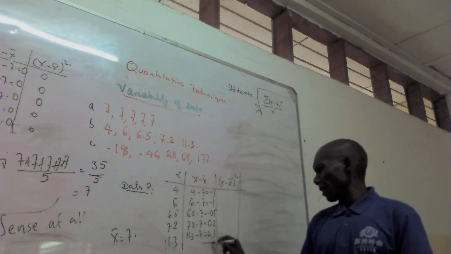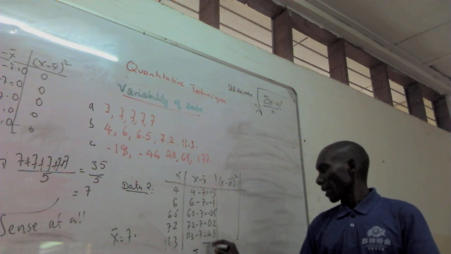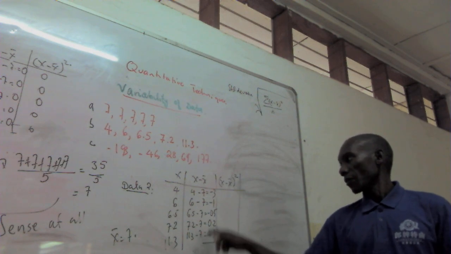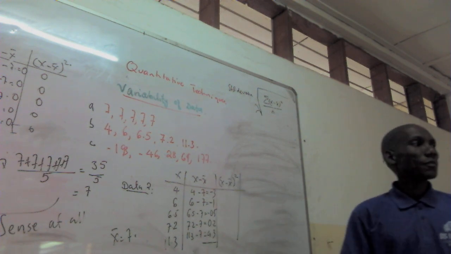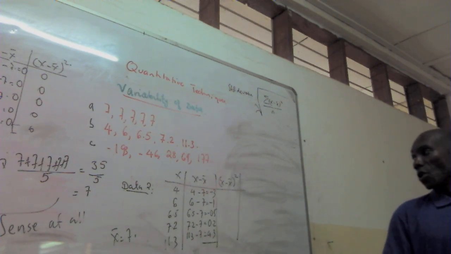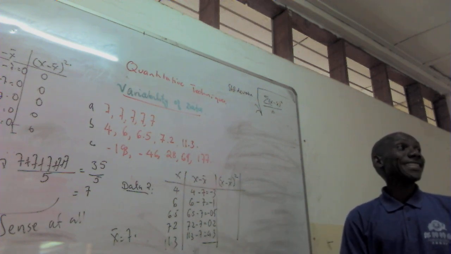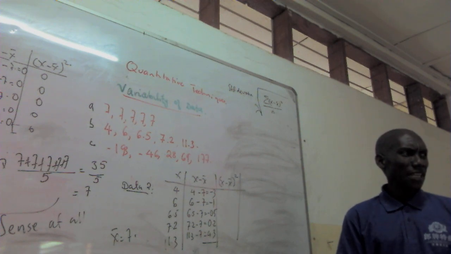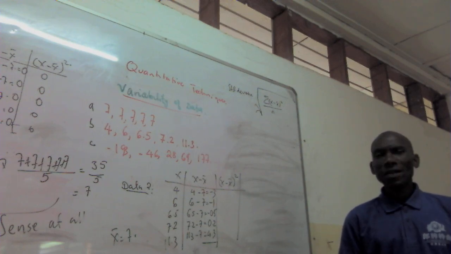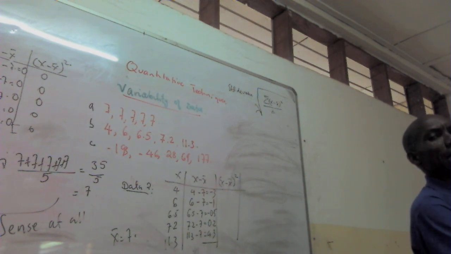Can you sum? I want you to give me the sum here. Find the sum of this one. What are you getting? In other words, what you are doing here is deviating from the mean. That's why you have negative numbers and positive numbers, because you are deviating from the mean. But now, can you sum up those numbers? Add them together.